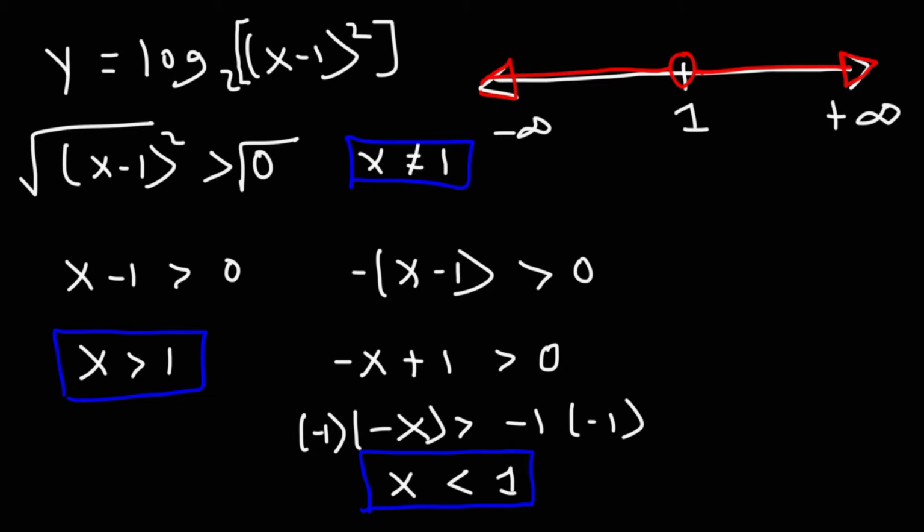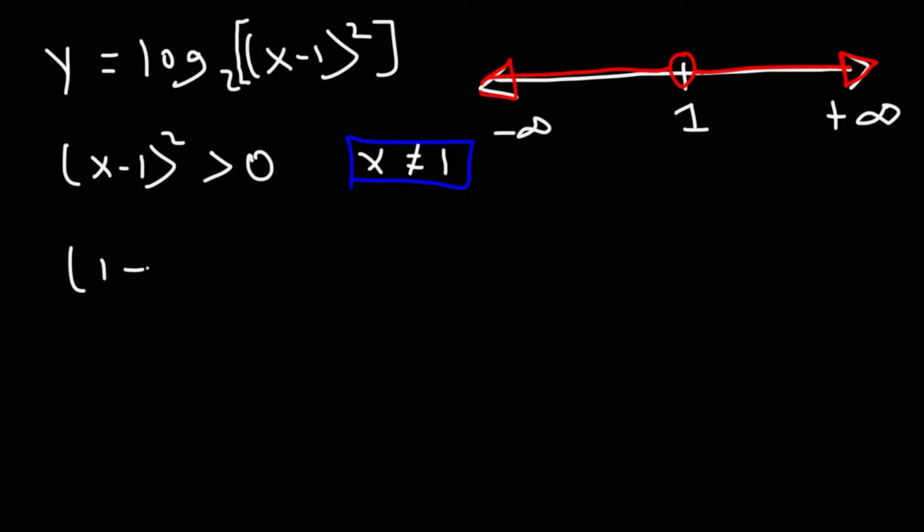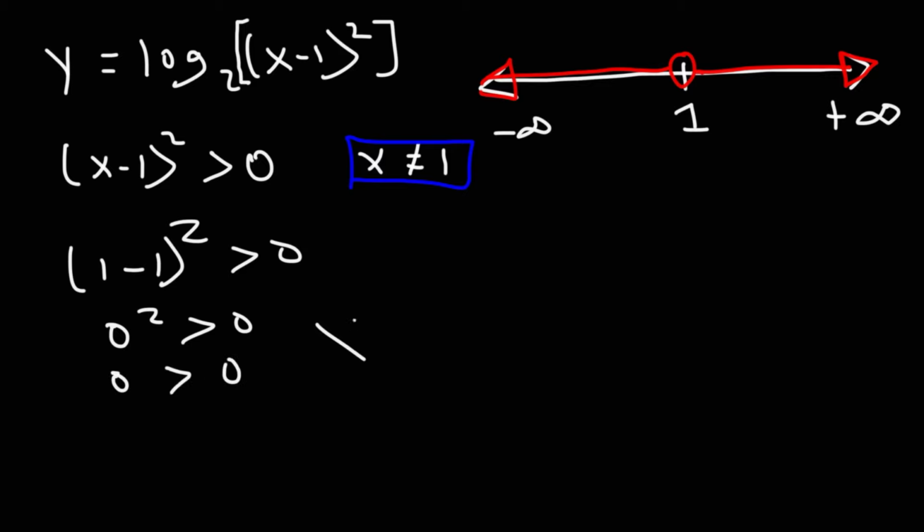And now we can confirm it. So if we go back to our original expression, or our first inequality, let's make sure that everything is accurate. If we plug in 1, we know this is not going to work. 0 is not greater than 0, so thus we have an open circle at 1.